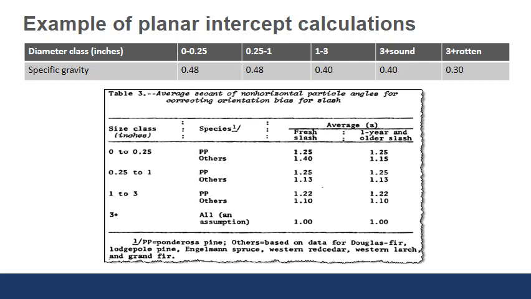The top table is for specific gravity. To estimate the non-horizontal particle angle, we will use the bottom table from Brown 1974. We will use the values listed in the fresh slash column under Others for each size class. Once you have located these values, you can add them to your table.